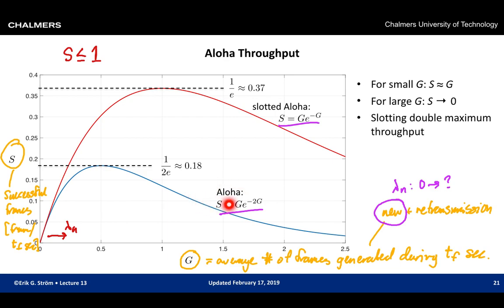Okay, and for pure ALOHA, it peaks when G is equal to 1/2. Now it doesn't mean that lambda n is 1/2. No, not at all, because G is the sum of new frames and old frames for retransmission. Actually, lambda n, we get that by going up here and reading off this value. If we're in equilibrium, the number of frames that enter into the system is also the number of frames that leave the system. So this is lambda n for max throughput for ALOHA.